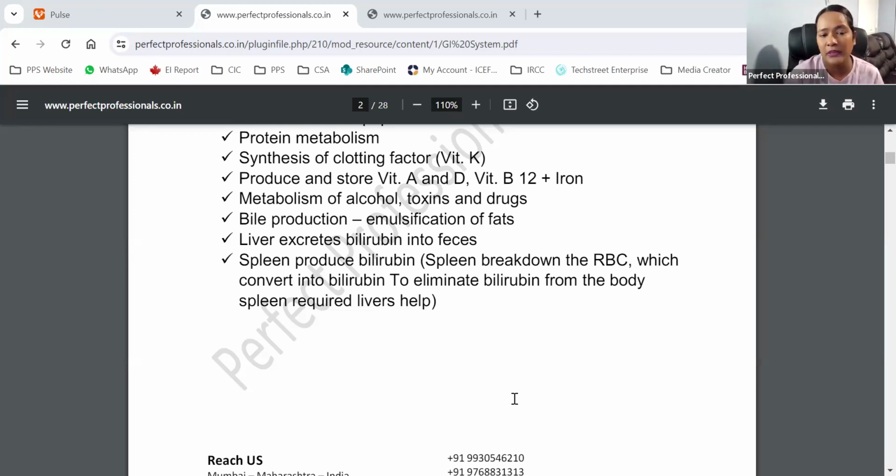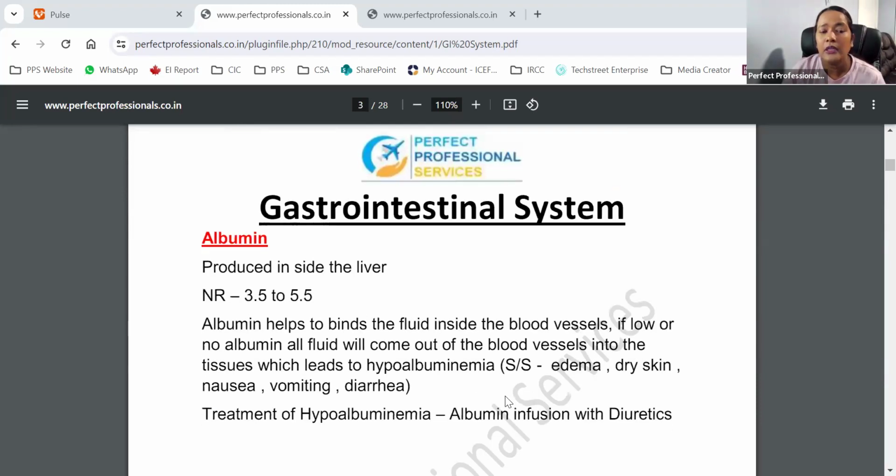Liver will help the bilirubin to show the door of exit from the body. So bilirubin goes to the liver, and the liver sends it outside via the GI tract. Okay, that's the way this bilirubin comes in a body. Now we have albumin.